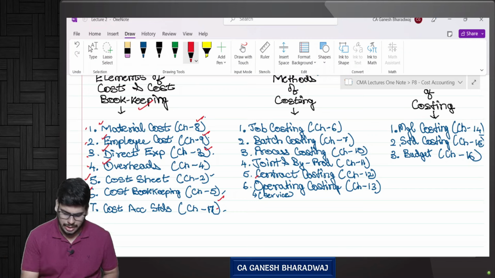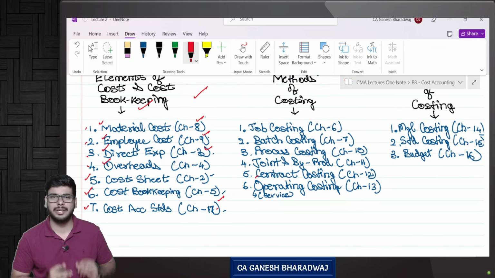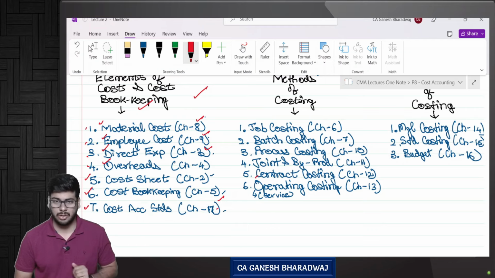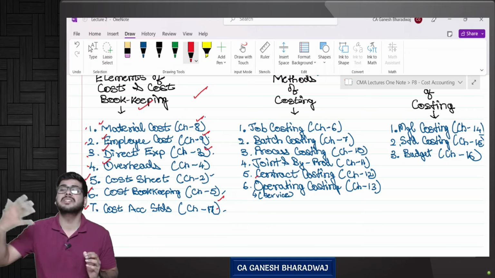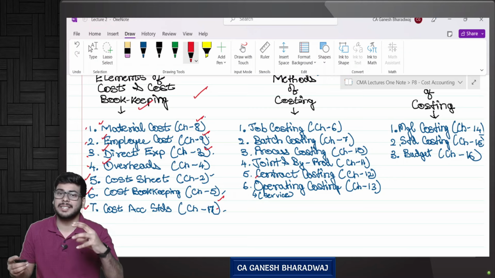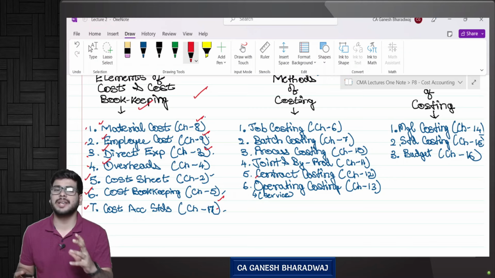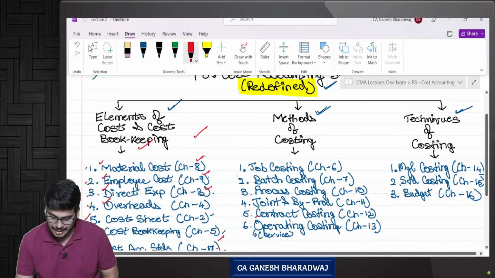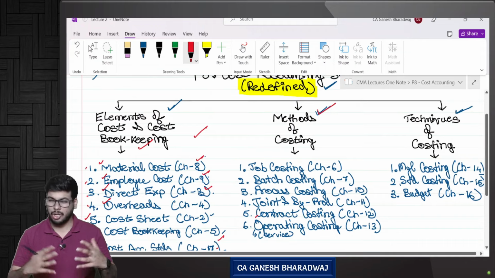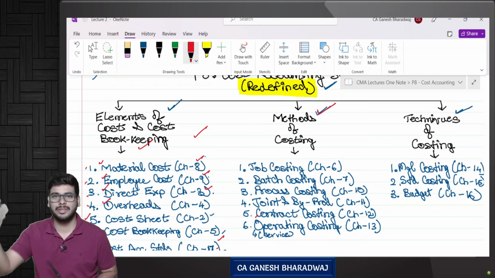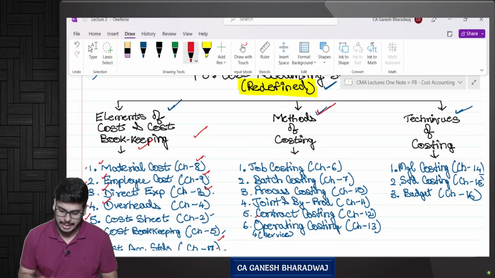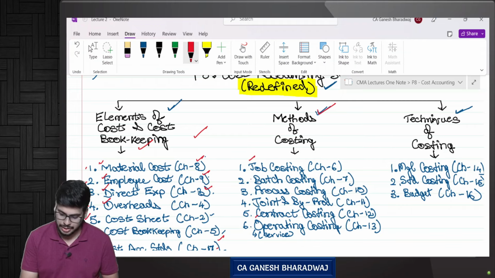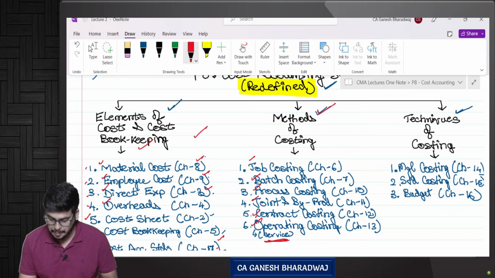Or to put it in other words, the cost accounting principles are broadly covered in classification 1, that is elements of cost and cost bookkeeping. But there are multiple sectors available in the market, and there are certain unique features applicable exclusively to each sector, and this gets covered under the second category called methods of costing. To put it in simpler words, sector wise cost accounting is called methods of costing. In this, you will see job costing, batch costing, process costing, joint and byproducts, contract costing, and operating costing. Operating costing is nothing but service costing.